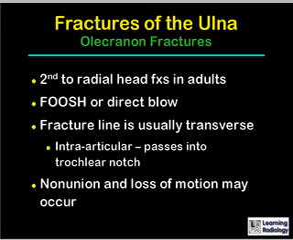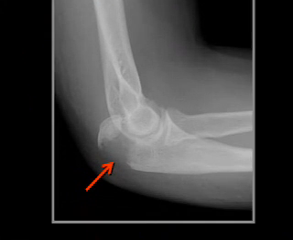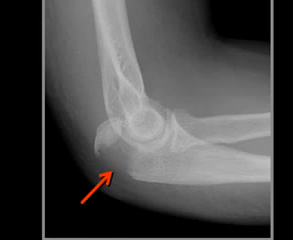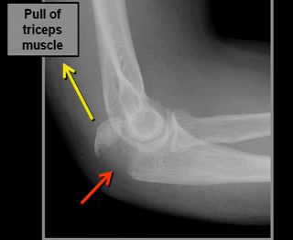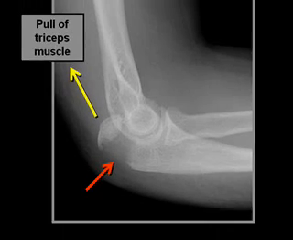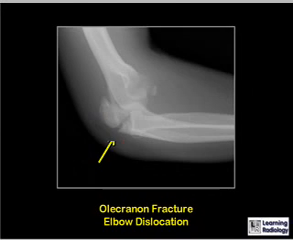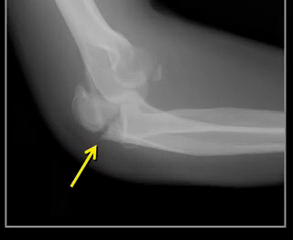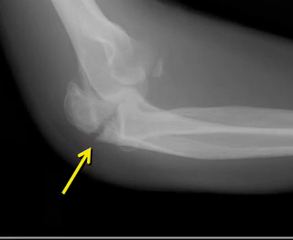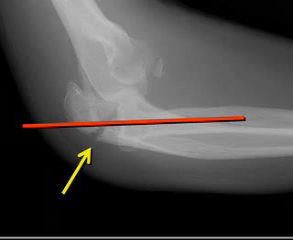Here's an example of a fracture of the olecranon, shown by the red arrow. The marked distraction of the fracture fragments occurs because the proximal fragment is pulled by the triceps muscle. In another patient with a fracture of the olecranon, shown here by the yellow arrow, there is also a dislocation of the elbow. The radiocapitellar line drawn along the shaft of the radius does not intersect the capitellum.